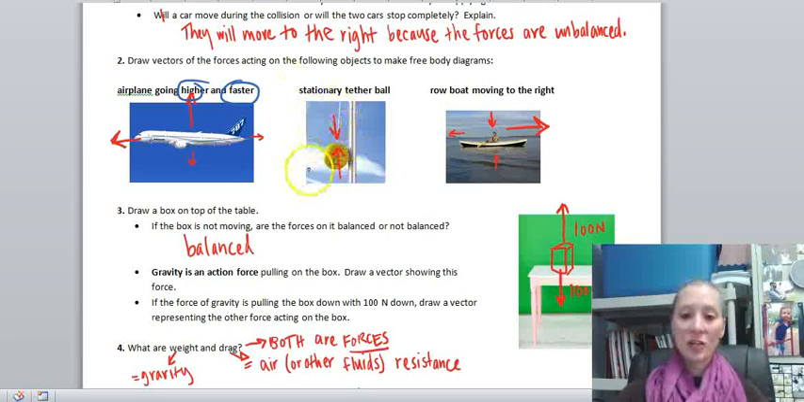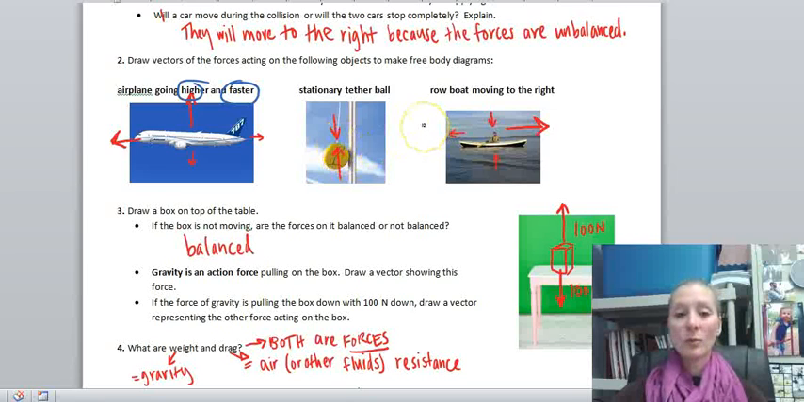Next, we'll look at this stationary tether ball. Stationary is another word for not moving. So if it's not moving and its motion isn't changing, what kind of force is it? A balanced force. So we've got our 2 arrows. One is showing gravity. But there's got to be another force there to make it balanced, to make it not move, and that's that pull from the string up on the ball.